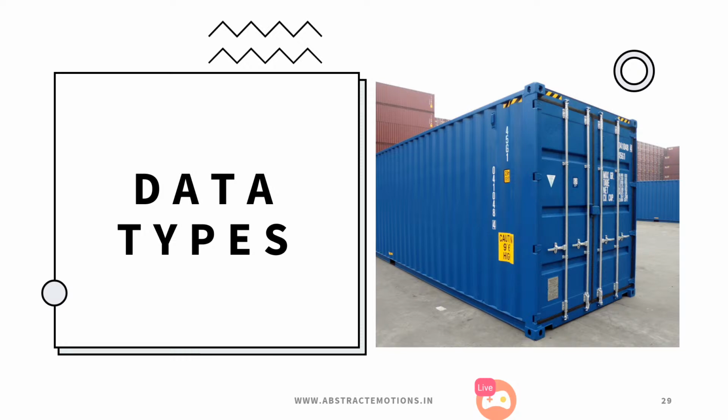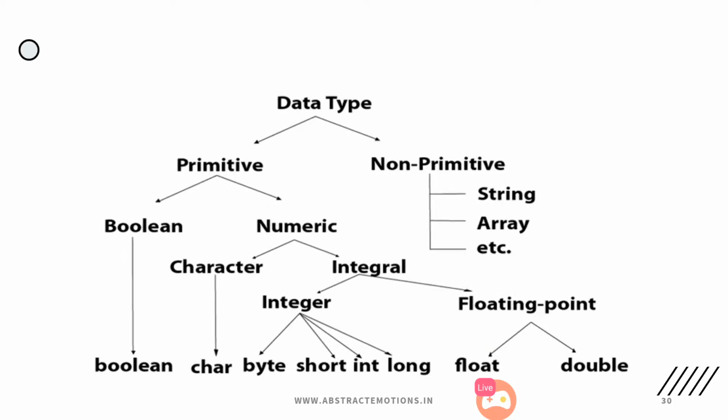There are different data types for data which is numeric, data which is character, or data which is some other character. So you can see there are two kinds of data types basically, primitive and non-primitive. Boolean is a data type, numeric, and then you have character, integral data types, then you have boolean, char, byte, short, int, long, floating, and non-primitive, you have string, array, etc. And we'll see what the difference is between primitive and non-primitive.